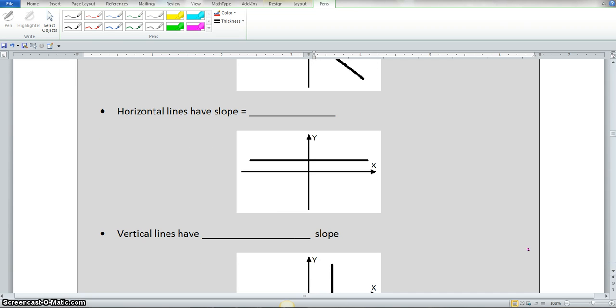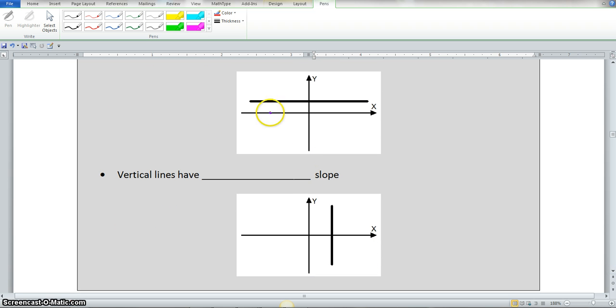Now, we come down here to horizontal slopes. Horizontal lines have a slope equal to 0. They have a 0 slope. Now, vertical lines. We know we go from left to right on a horizontal line, and vertical lines go up and down, and it's an undefined slope. And this also denotes that all of these lines are infinite.